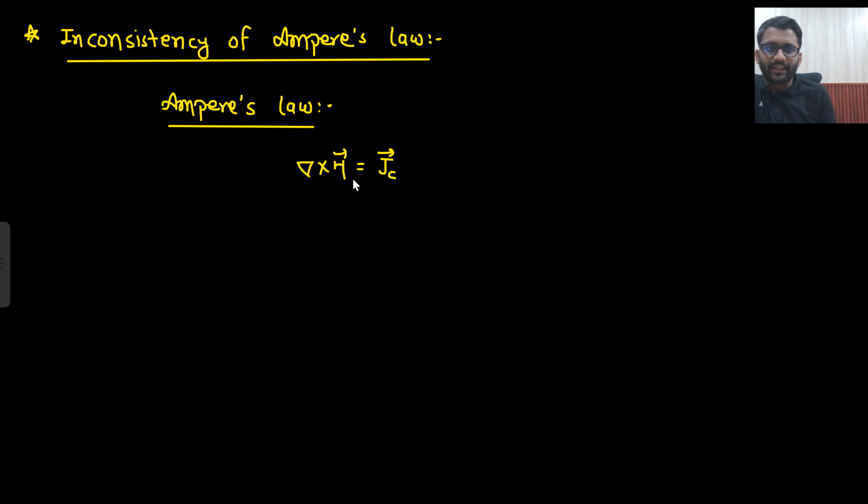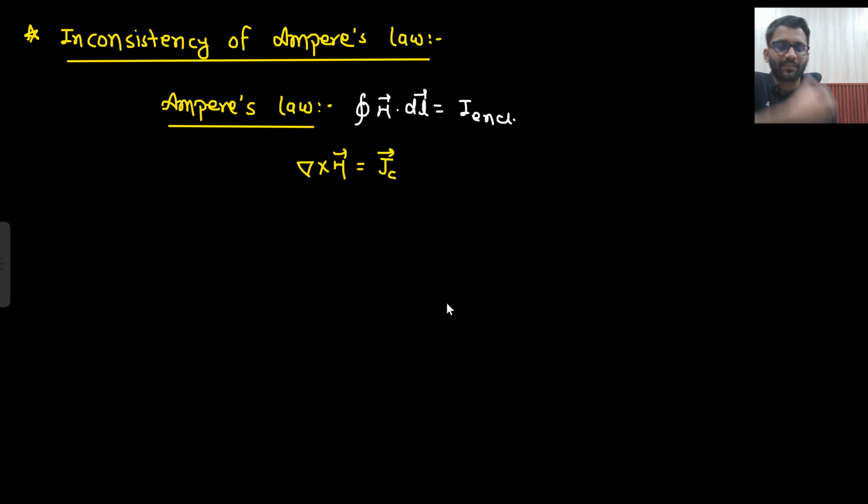So let's start the second half of this video. In this half we are going to study Ampere's law. What was Ampere's law in integral form? That was H dot dl is equal to I enclosed. And in point form it was del cross H is equal to JC. Now this is not fully correct.